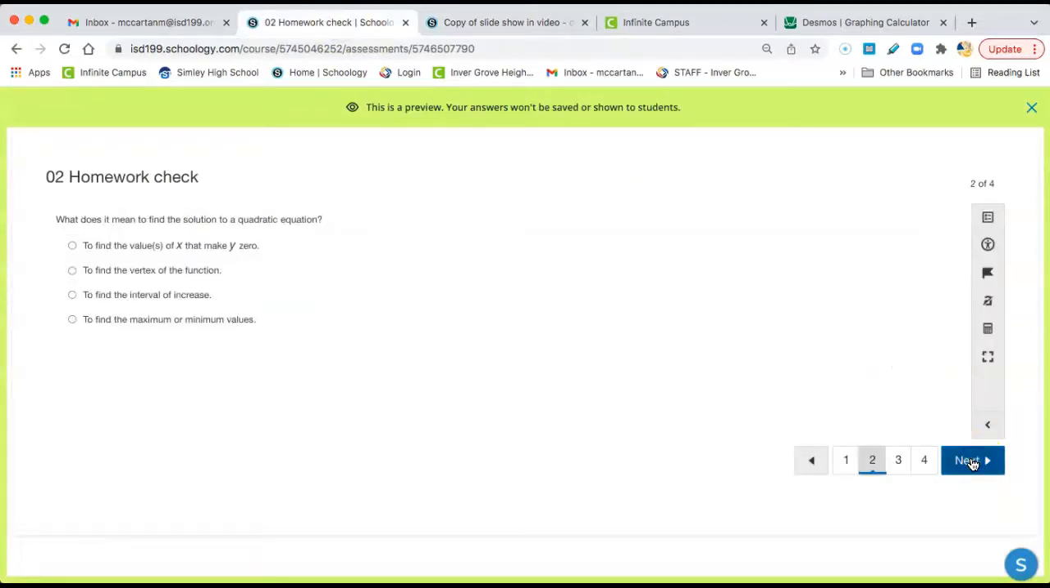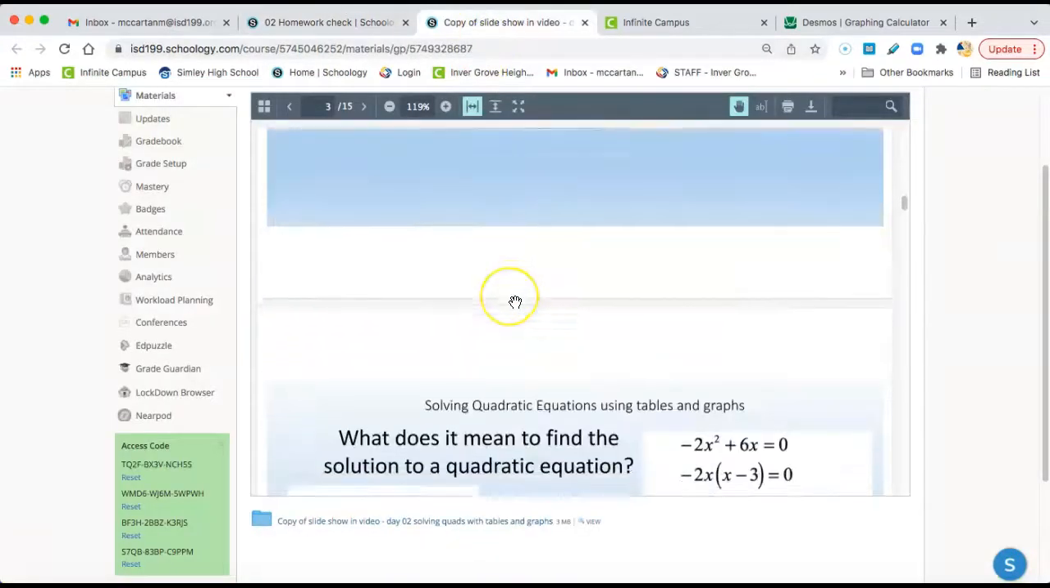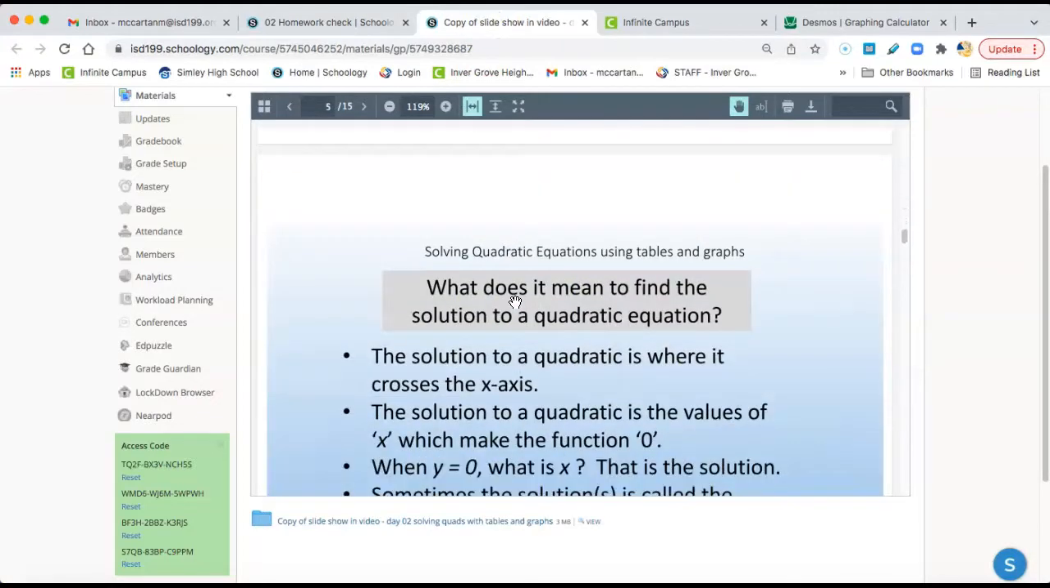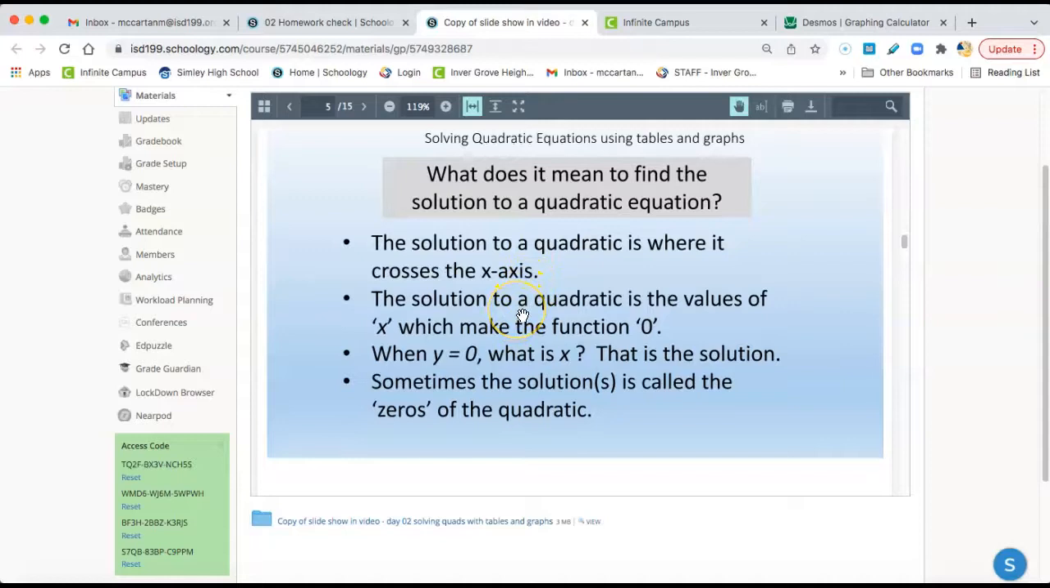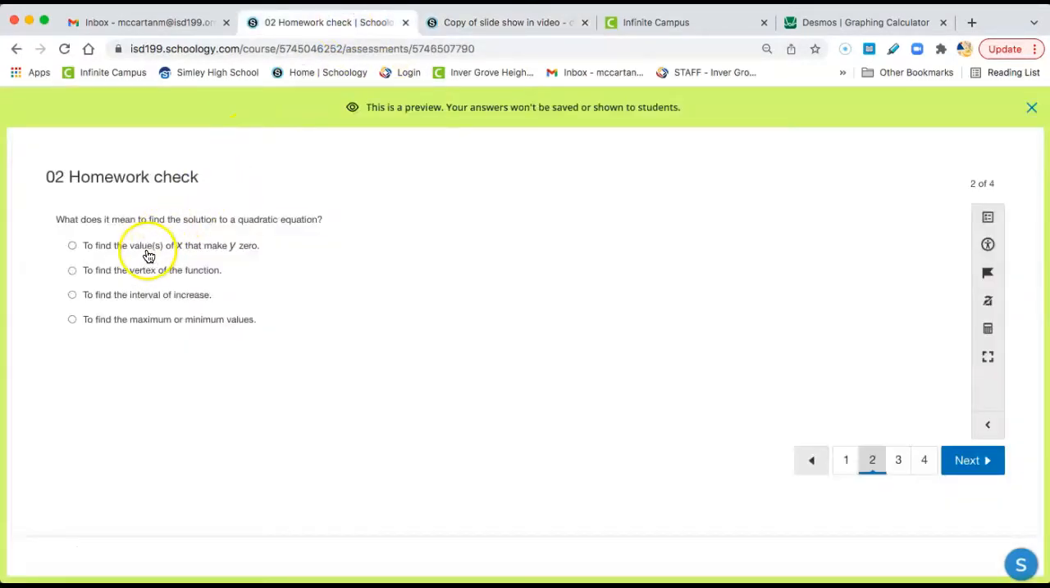Number 2, what does it mean to find the solution to a quadratic equation? That's what we're looking at here. We're looking at solutions to quadratic equations. That's where it crosses the x-axis. The solution is the values of x which make the function 0. Basically, when is y equal to 0? Well, what's the x then? That's the solution. Values of x that make y 0.